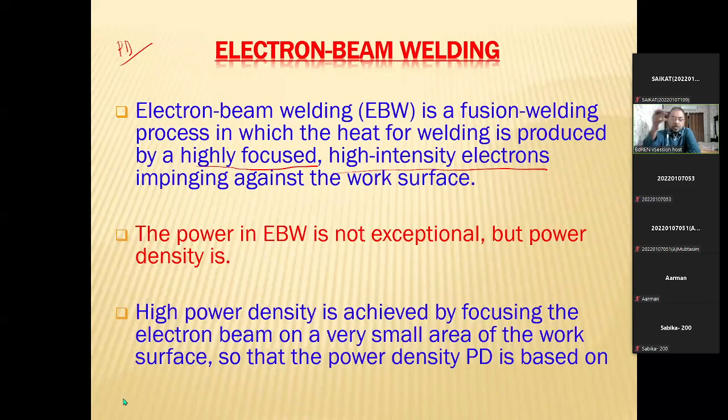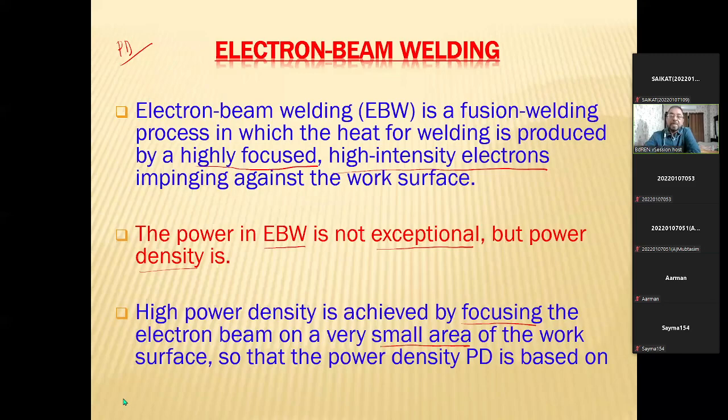Here, what matters in electron beam welding is not the total power but the power density. High density is achieved by focusing, as I already told you, the electron beam on a very small area of the work, so that the power density is high.